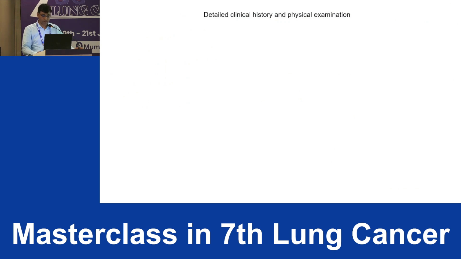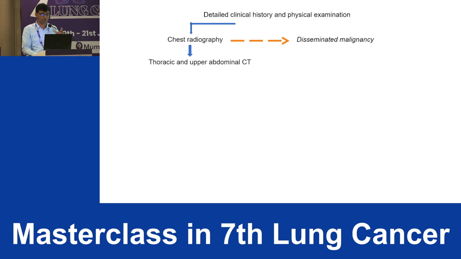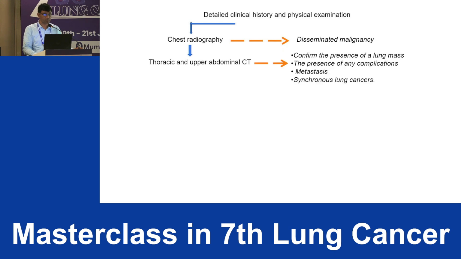So if we want to summarize the staging, we need a detailed clinical history, physical examination, and chest X-ray to rule out whether there is any disseminated malignancy. Thoracic and upper abdominal CT will confirm that there is a lung mass, whether there are any associated complications, or any synchronous lesions.